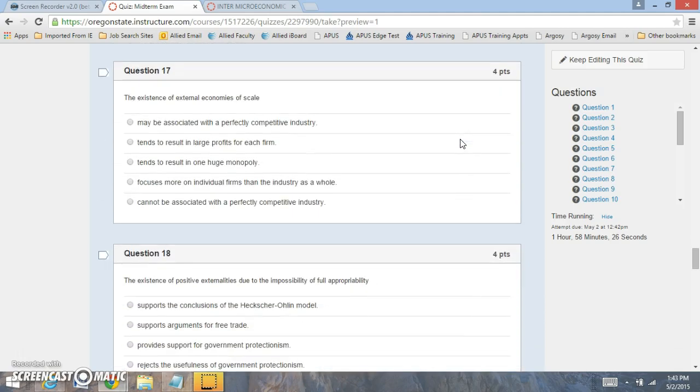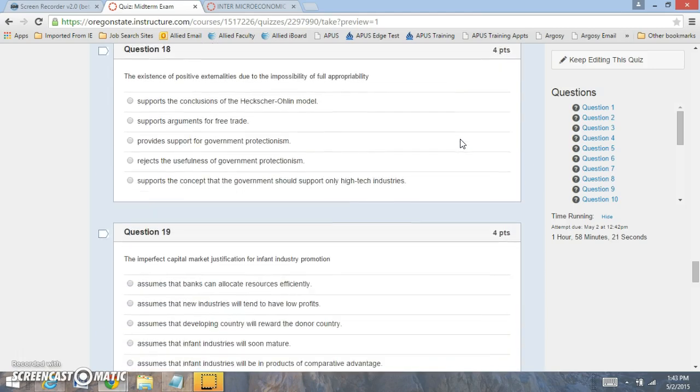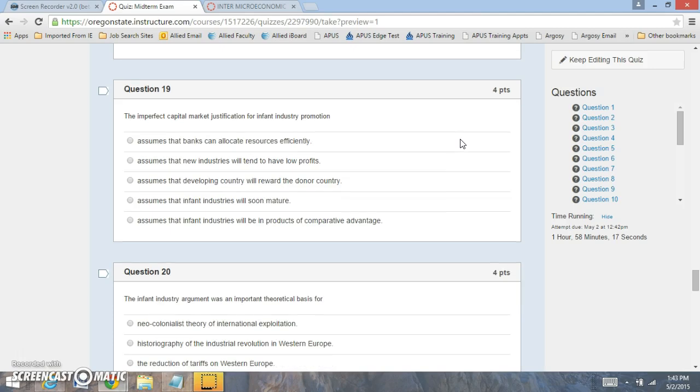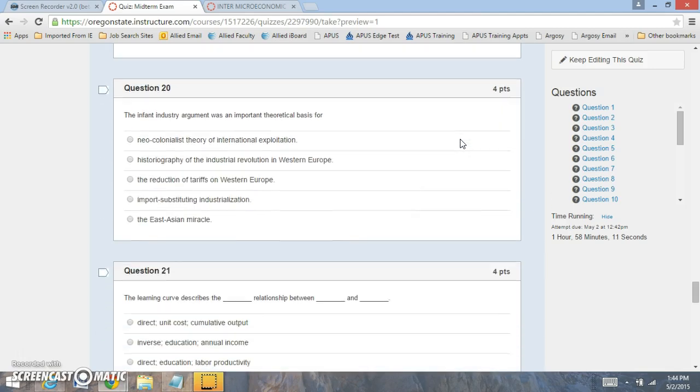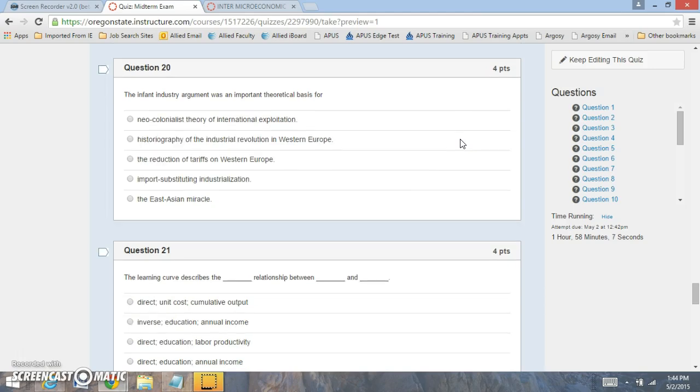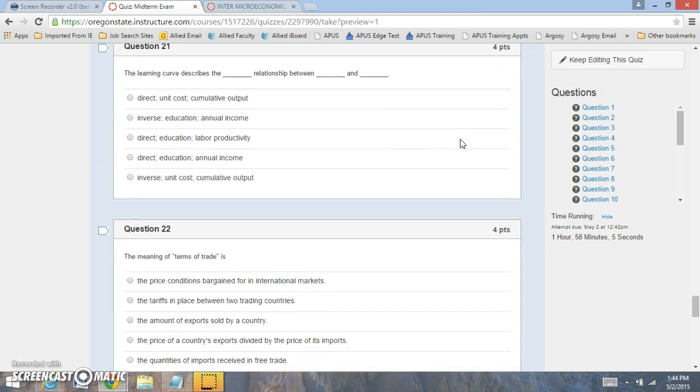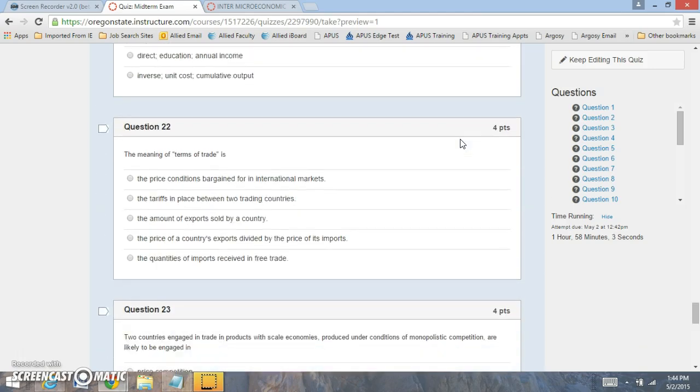The existence of external economies of scale. Positive externalities. Imperfect capital markets for infant industry, what do they promote? What is the infant industry argument? What is terms of trade?